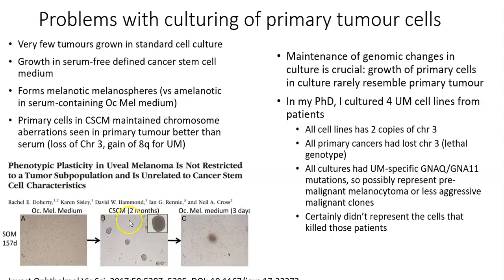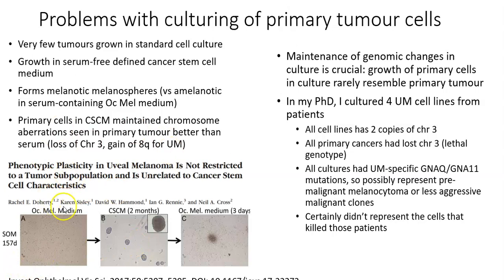And then you take them out of cancer stem cell medium, and they go back to growing how they were before. There's some melanotic cells in the centre. These are amelanotic cells. So you can get phenotypic plasticity going on here. But this basically shows how different the cancer stem cell medium is compared to the standard serum containing medium. And you tend to get 3D growth much better in these defined serum-free conditions.